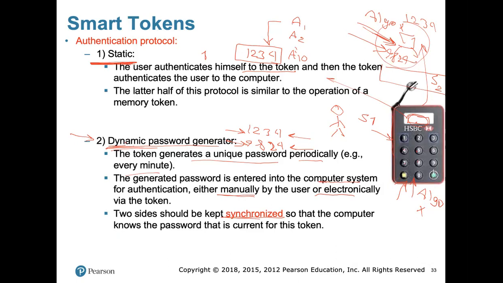So there should be some mechanisms of synchronization between the smart token that works under the category of dynamic password generator and the authentication server. We will be talking about it. This synchronization is a kind of challenge. I'm not going to say it is a big challenge or an unsolved challenge, but it is a challenge.